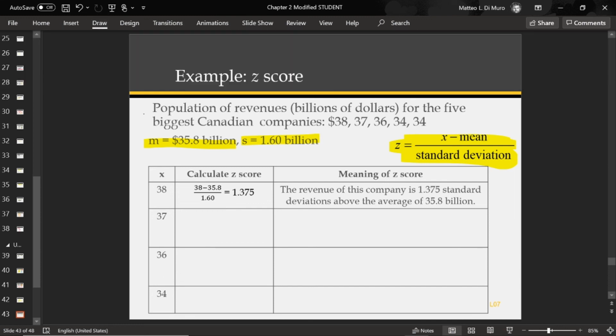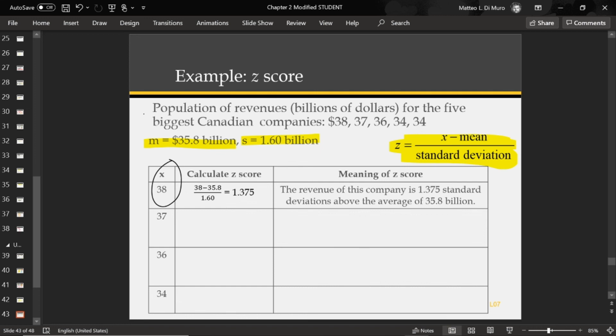So let's do it, and then talk about what it means. For a company that has 38 billion in revenue, here's the calculation: x, which is 38, minus the mean, 35.8, divided by the standard deviation. So you get 1.375. Try it out. Pause me, try it out. You should get 1.375. So this is the z-score.